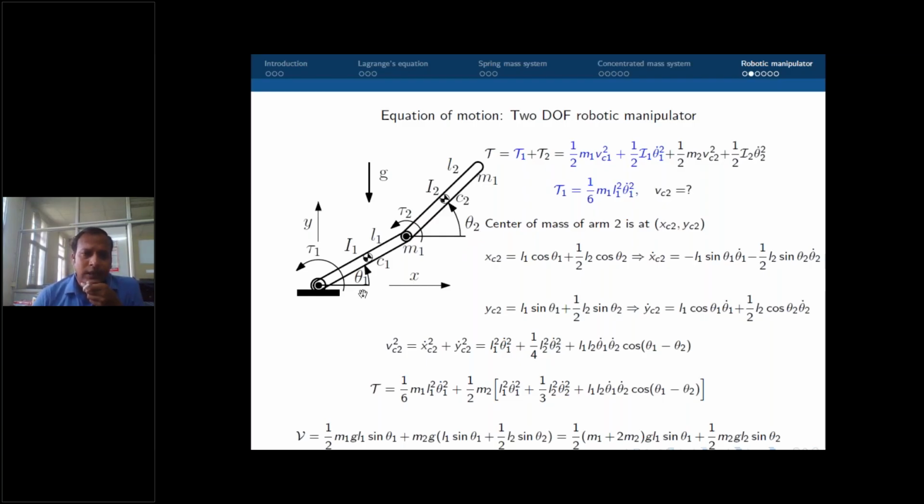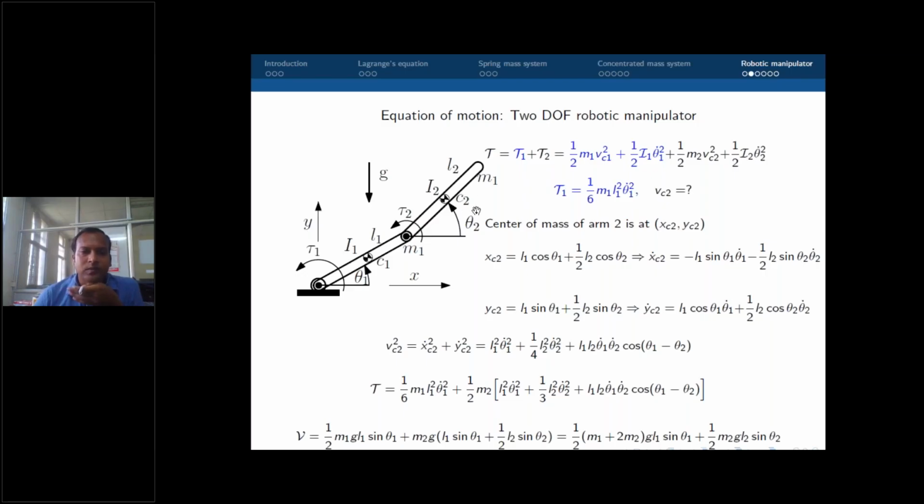One thing to notice here is the choice of coordinates. We have chosen theta 1 with respect to the positive x-axis, that is the orientation of this rod. Also, we have chosen theta 2 with respect to the positive x direction. One can choose another direction also. One can have an axis along the length of the first rod, and with respect to that axis, you can choose the orientation of the second rod.